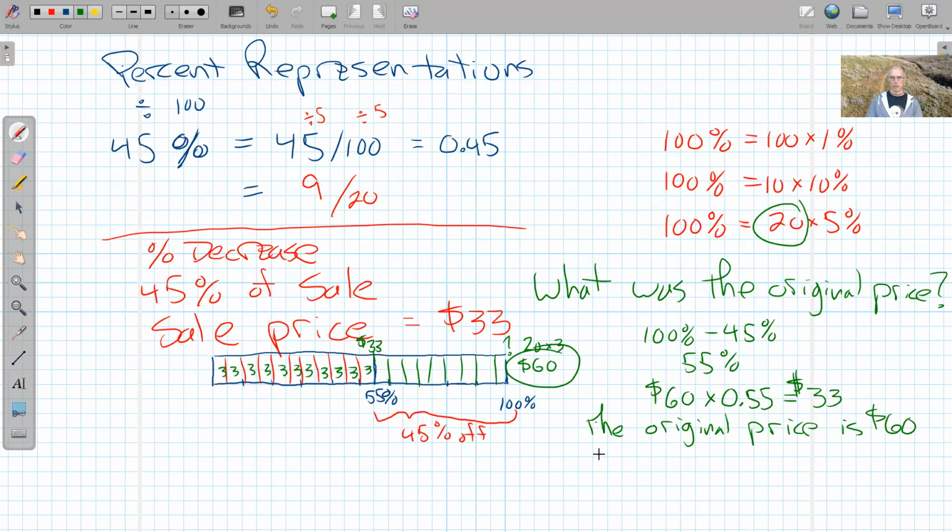$60, if the percent off is 45%. Another way to solve this besides the picture, and again, the focus of this activity is drawing these pictures. Pictures should be drawn to scale. So if your pictures aren't to scale, you might want to redraw them.